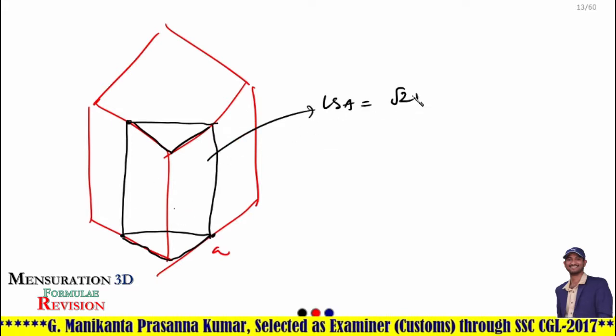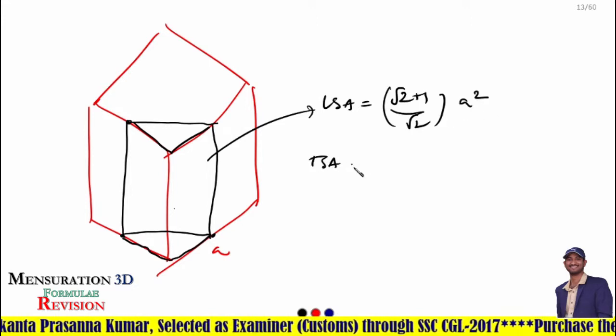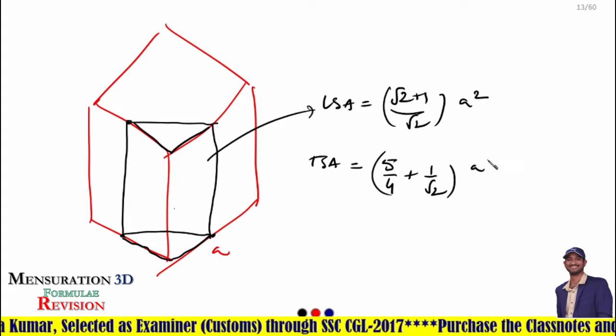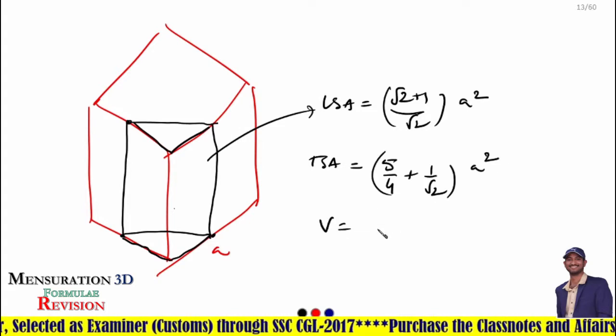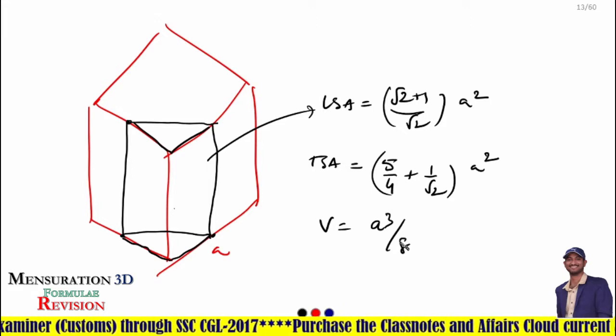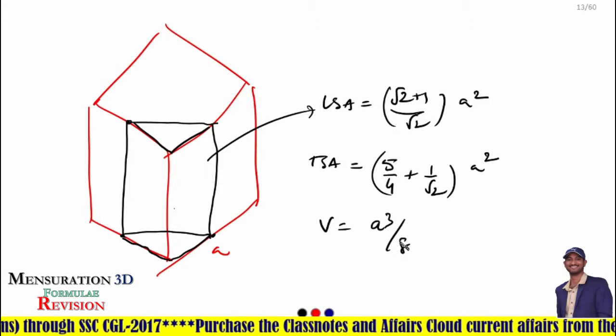It is equal to (root 2 plus 1 by root 2) a square, and total surface area is (5 by 4 plus 1 by root 2) a square, and volume is a cube by 8. Volume is how much? a cube by 8. In the pyramid, it is a cube by 48, and in the prism it is a cube by 8.